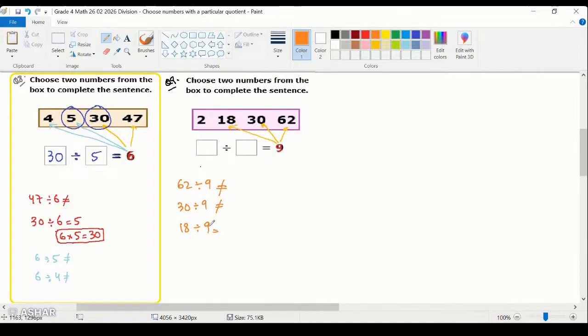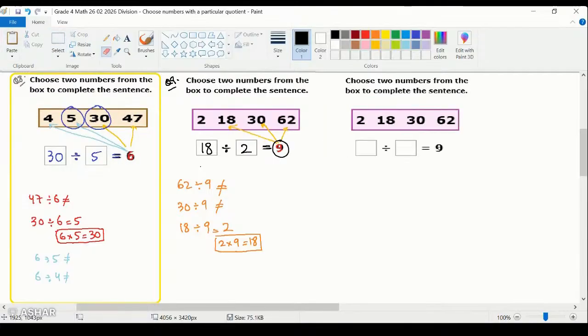18 divided by 9 is 2. That means 2 multiplied by 9 would also be 18. Agreed? So what we can say over here is 18 divided by 2 would give us a quotient of 9. Okay, let's do the same question. Let's change one or two values over here.